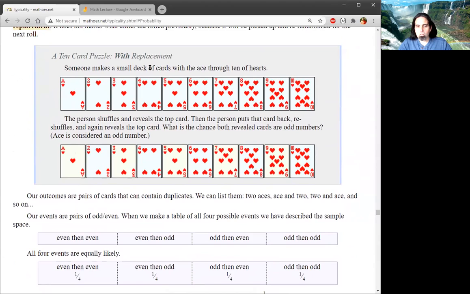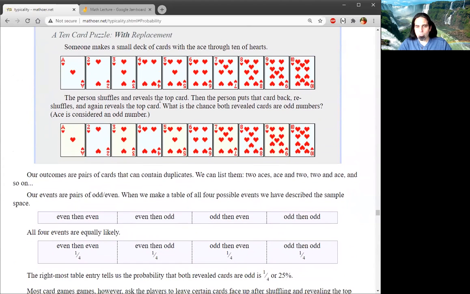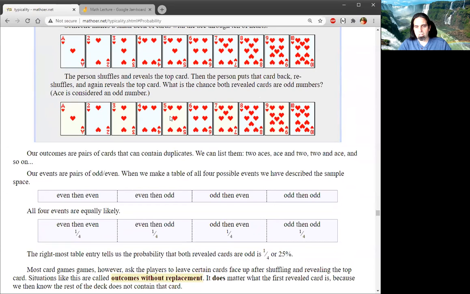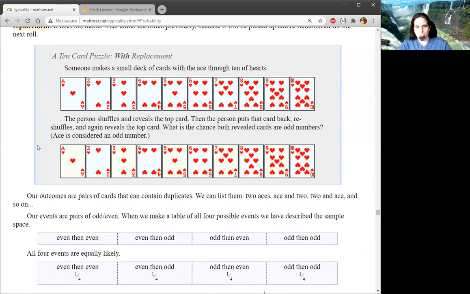Okay, someone makes a small deck of cards with only the ace through 10 of hearts. So here's that top picture. Those are the 10 cards we're dealing with. The game is that they shuffle and reveal the top card. Then they put that card back and reshuffle, and they again reveal the top card. What's the chance that both of the revealed cards are odd numbers? And we're going to consider ace to be odd. So here I've put in green the cards that are odd, so half of them. Questions about the block quote? Questions about what game we're playing with cards?